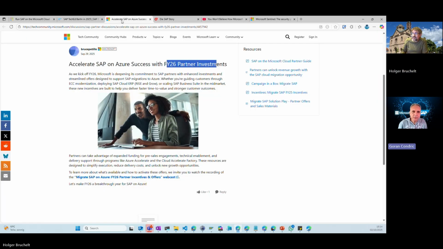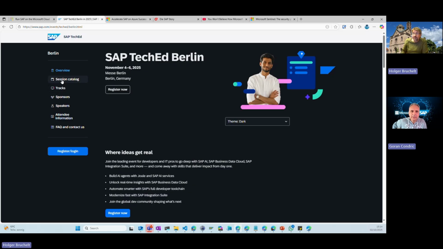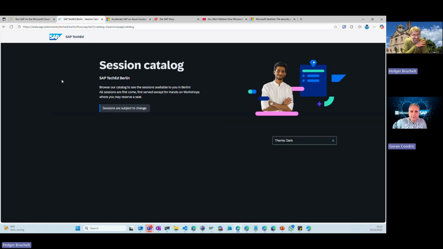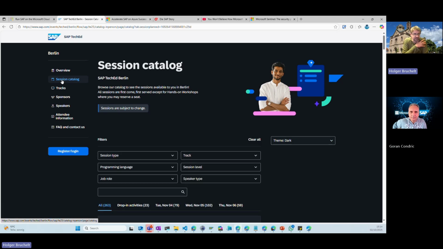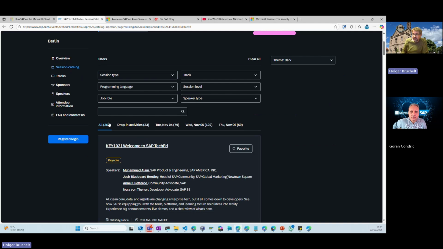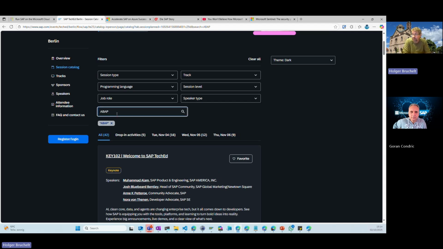Are some of the sessions already published yet? Good point, thanks for the reminder. Yes, quite a few sessions are already published. I think there's still content being published there, but quite a lot of sessions are already there. For example, there are quite a few ABAP-related sessions. Obviously, if you look at AI, there are a lot of sessions focusing on AI, how Joule works, Joule for developers, and other areas. So I think there'll be a lot of cool sessions there in Berlin.